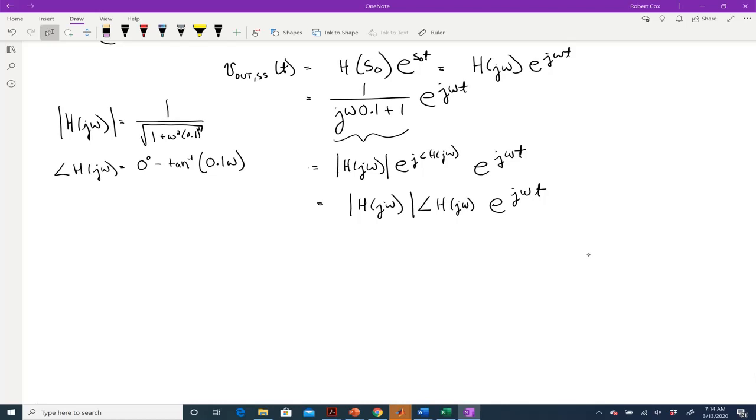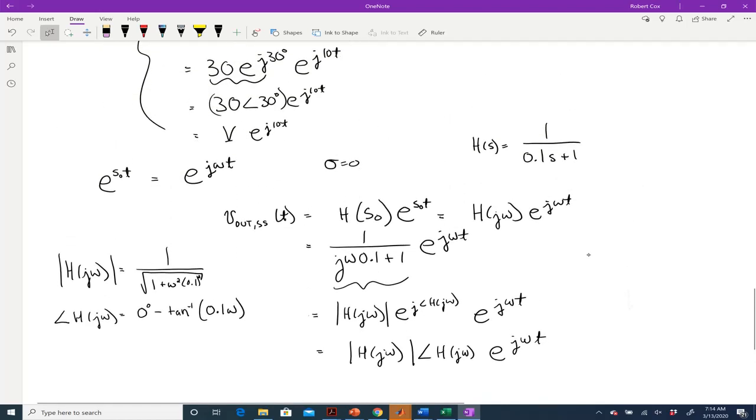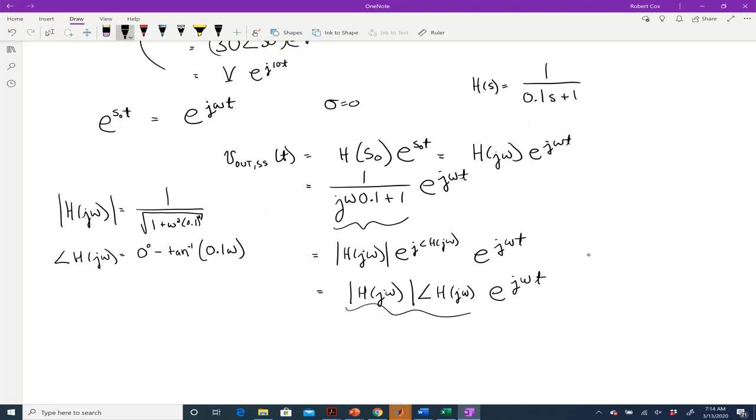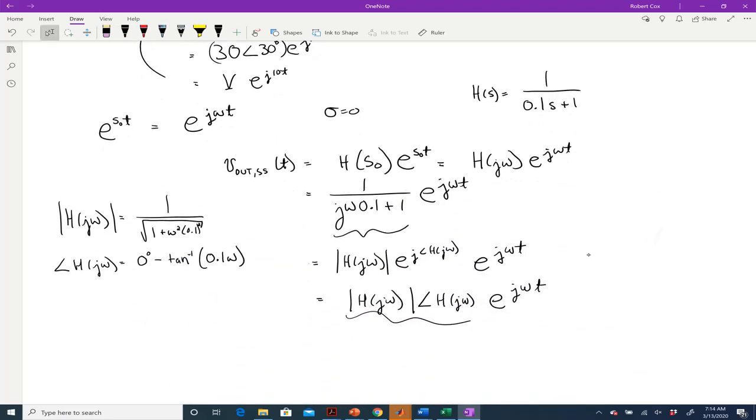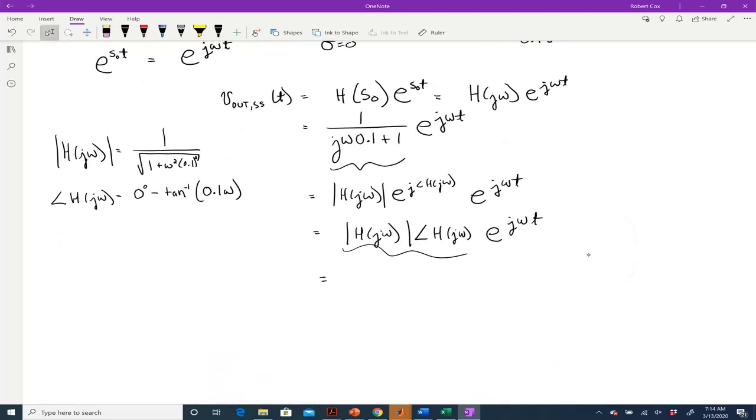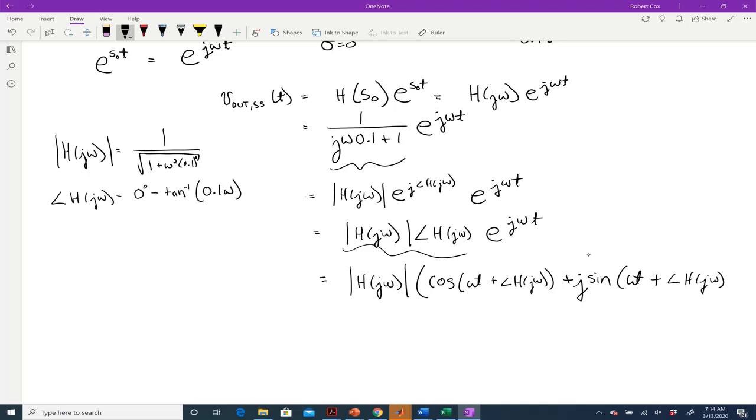Now, if I look carefully at this, what I have again is a phasor times e to the j omega t. Looking at this carefully, I know that through Euler's identity, this would be the magnitude of H of j omega times cosine of omega t plus angle H of j omega, plus j sine of omega t plus angle H of j omega. You may have to look at that slowly.